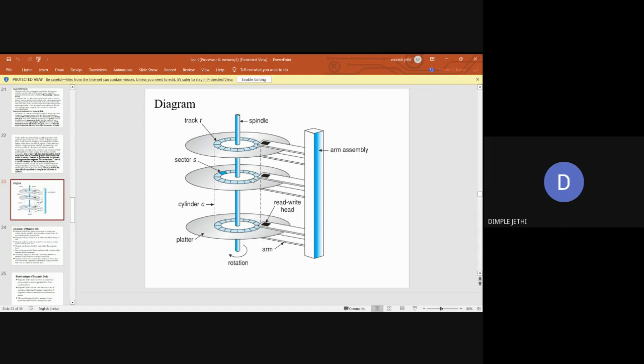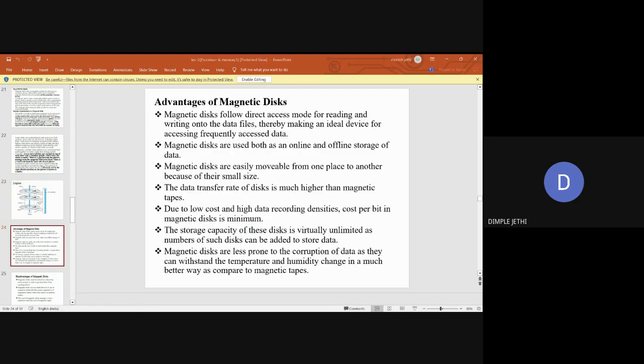Whenever you say read this file, open this file, it will go to that track number and sector number. It will search for that file with its track and sector number. Am I clear till this point? How this hard disk works? The technology?